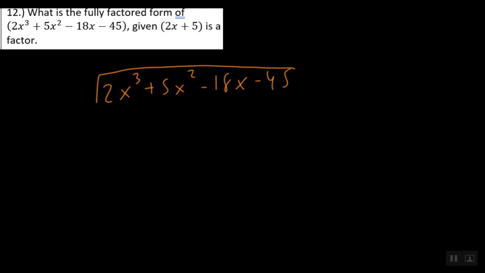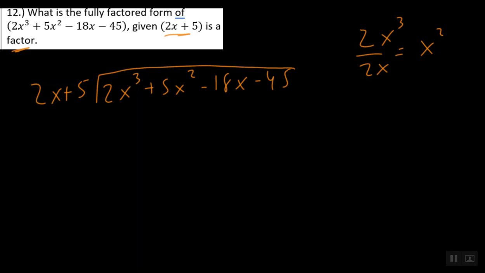Here we have: what is the fully factored form of 2x cubed plus 5x squared minus 18x minus 45? I'm actually going to work out this problem completely for you, given that 2x plus 5 is a factor. If you're given that 2x plus 5 is a factor, that's telling you that you would like to divide. Step number 1, I want to divide my leading coefficients. So I'll do 2x cubed divided by 2x, which will of course give me x squared.